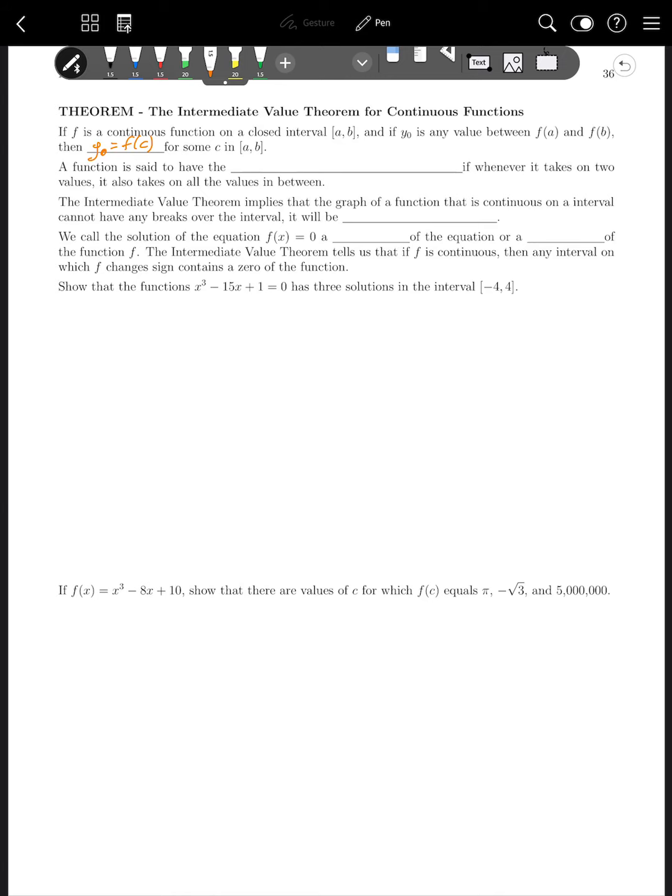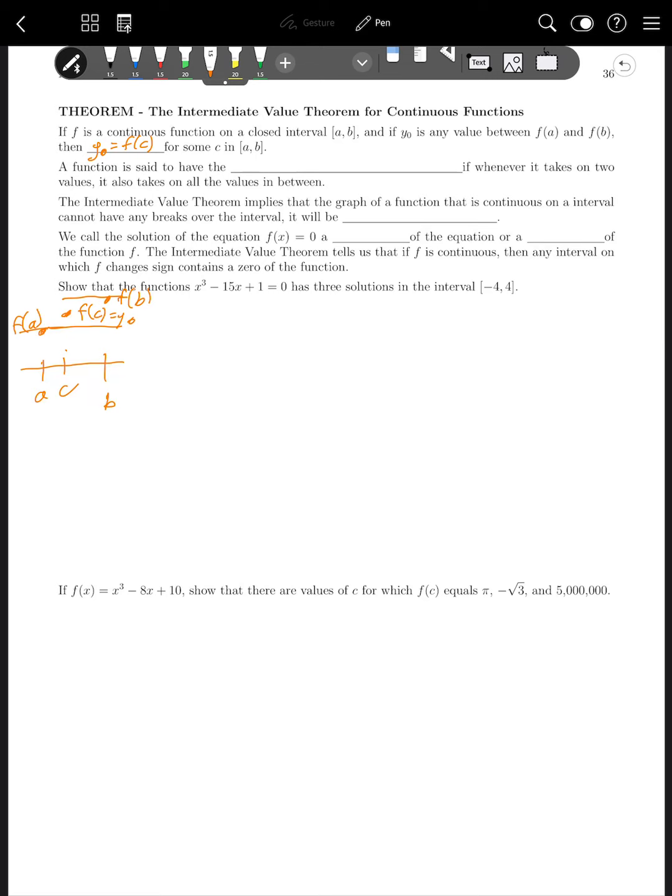So the idea here is, if I have a function, let's just draw a picture down here. So if I have a function that goes from a to b, and here is my f of a, and here is my f of b, any y value I pick in between those has some c value that gives f of c equals that y naught, whatever that is. So in order to go from a to b, if it doesn't have any gaps, to get from f of a to f of b, you have to go through every y value in between.